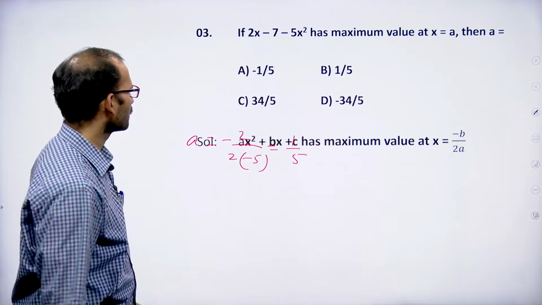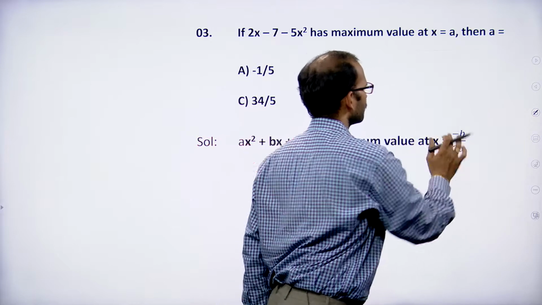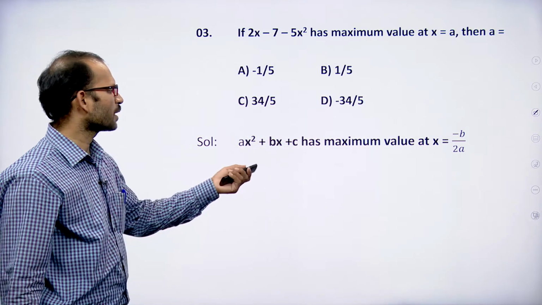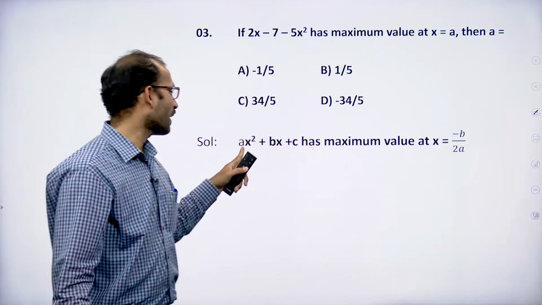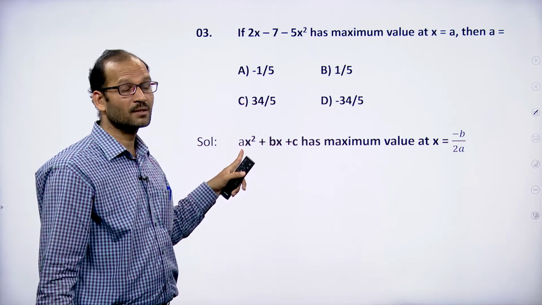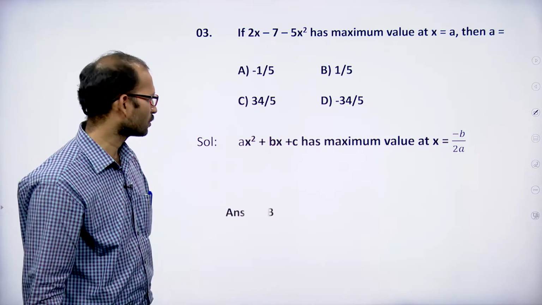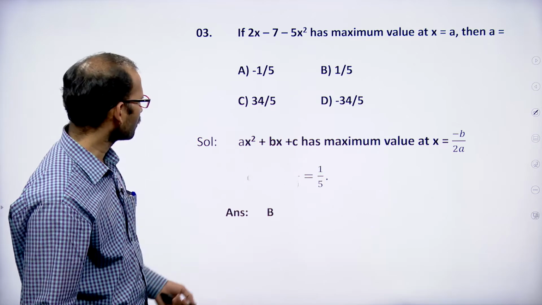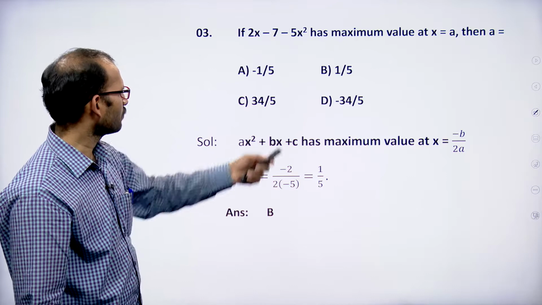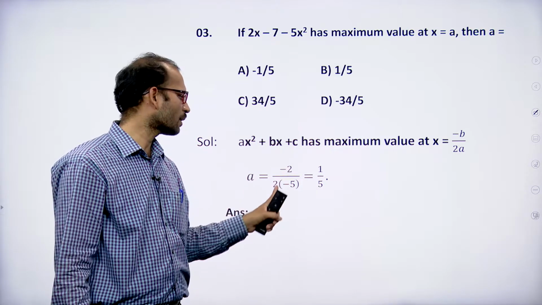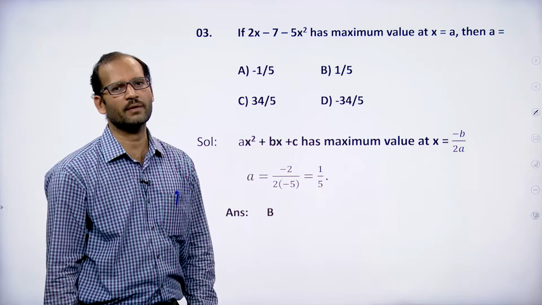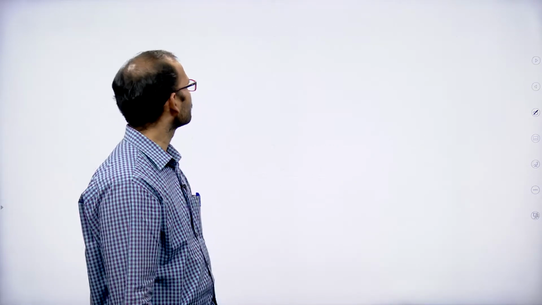Okay, let us see the solution. Ax square plus bx plus c has a maximum value at x equal to minus b by 2a if a is negative, the x square coefficient is negative, that we should write here. So therefore, a is 1 by 5, that is the answer. I told you, a equal to minus b by 2a, minus b by 2 into minus 5, therefore 1 by 5 is its maximum value, right.